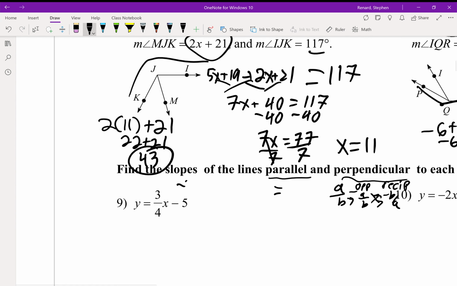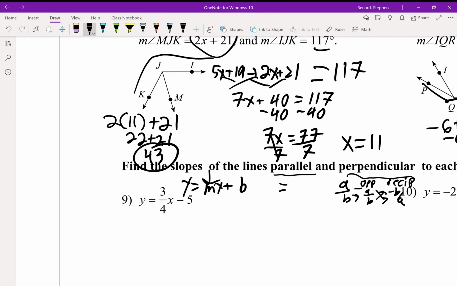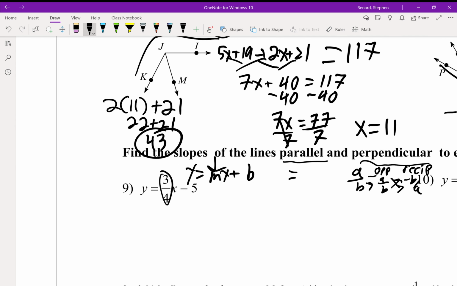Now all of these that they give us are in y equals mx plus b. That's slope-intercept form. Where this bad boy right there, that's the slope. So our slope is going to be the number that's in front of the x. It's called the coefficient of x. So here, it's 3/4. We know that the slope of lines parallel to it, notice what I did, slope parallel, equals 3/4. You can also say parallel 3/4. That's okay too.